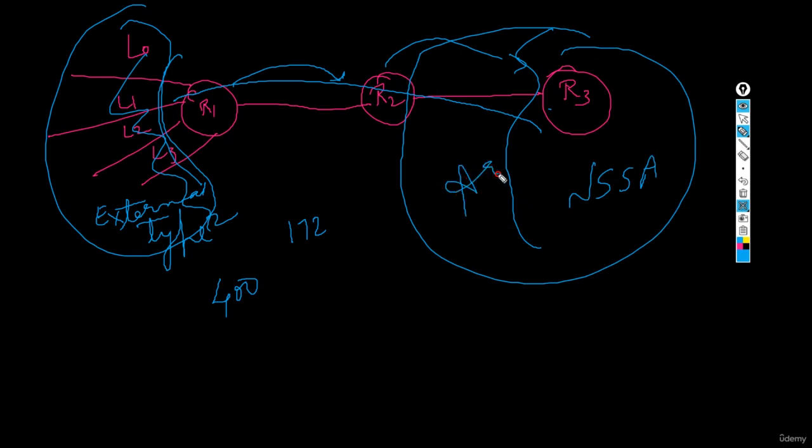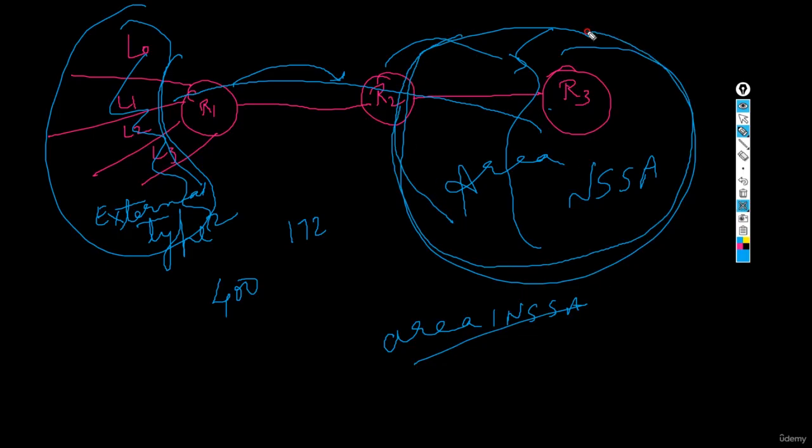So how will we make it? For example, this is area 1. You need to run one command: area 1 NSSA. Only with this command, that area will become a not-so-stubby area. But you need to run this command in all the routers that are in that area. For example, if you want to make area 1 a not-so-stubby area, even if you have 100 routers, you need to run this command on all 100 routers.